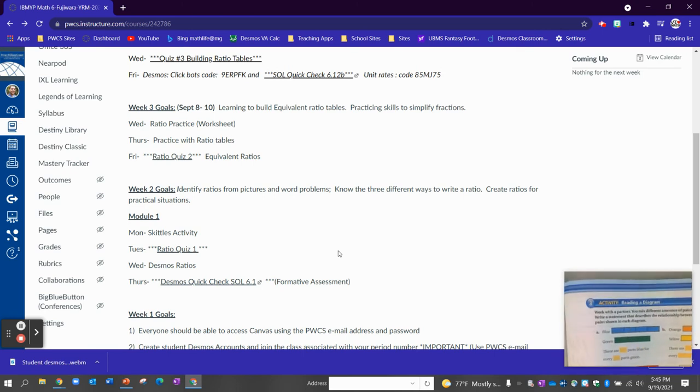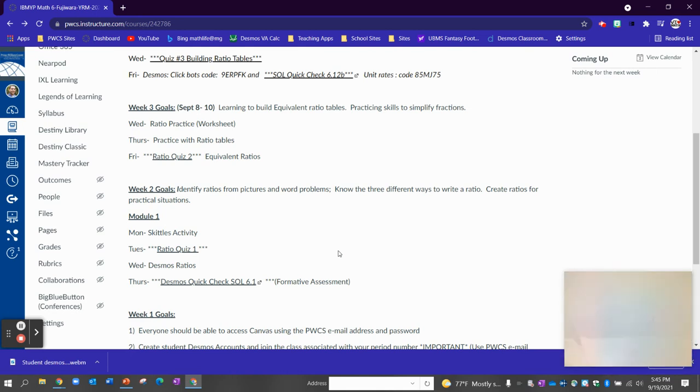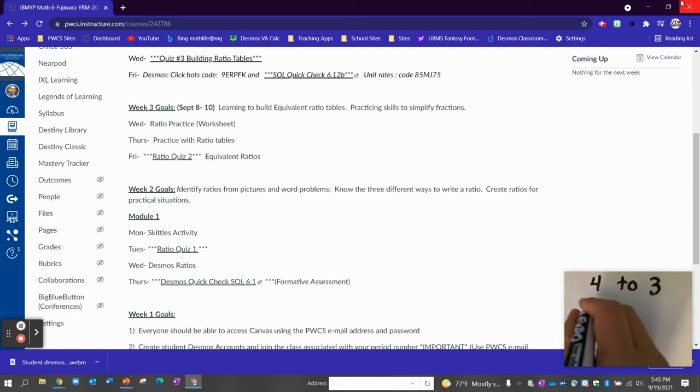which says, basically it has a picture of some blue squares, some green squares or bars, and it says there are blank parts blue for every blank parts green. So there are 4 parts blue for every 3 parts green. So I could write that as 4 to 3, blue to green.